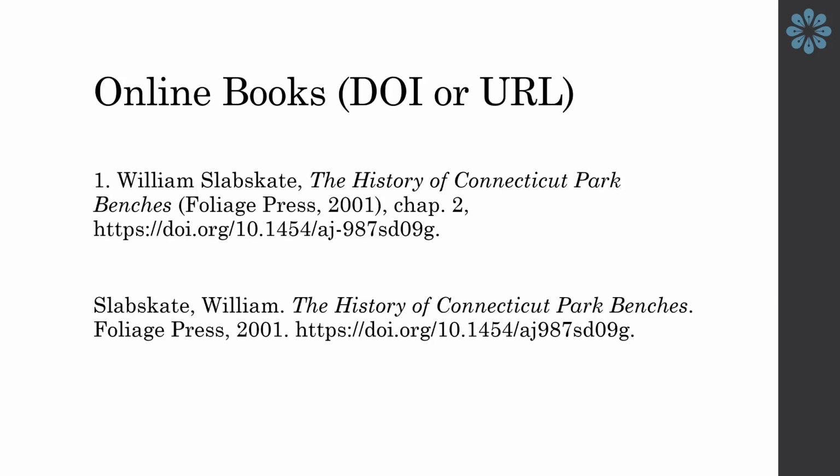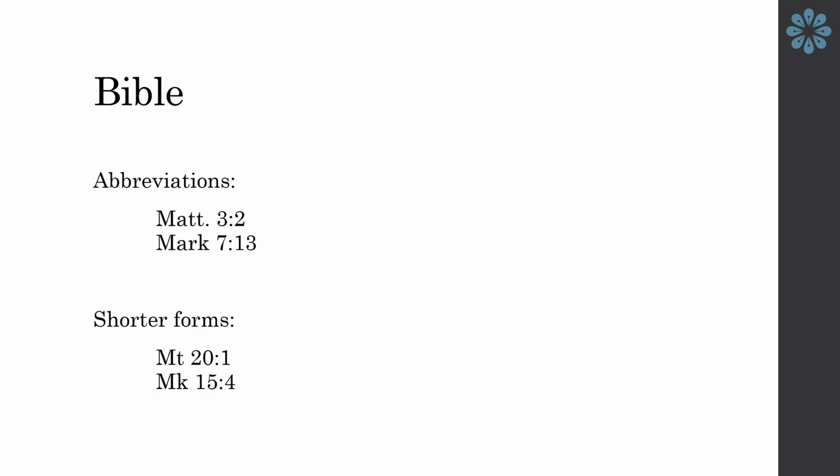Next, if you've consulted a book online through a website, you can include a URL or DOI. However, if the book can easily be located with a Google search, then including information like a URL or database is not necessary. Also, avoid linking to anything that requires users to log in, for example, a database. We now get to citing the Bible.